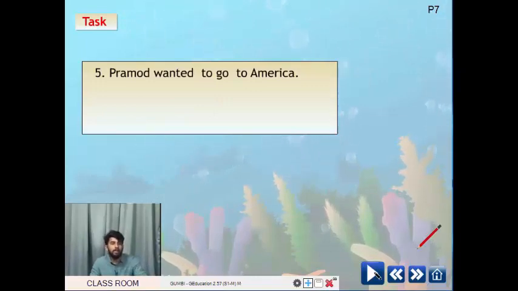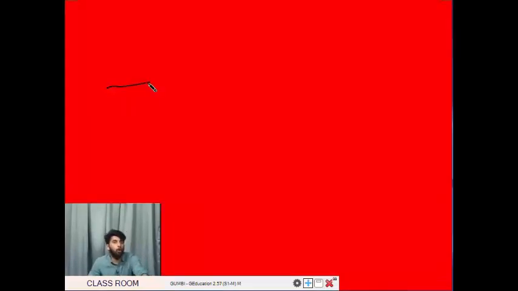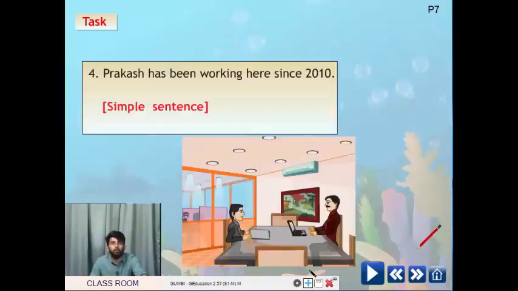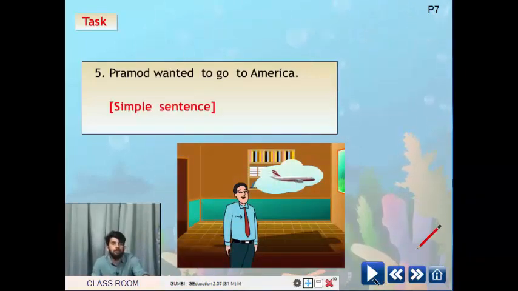With the next example, Pramod wanted to go to America. So which is the subject here? One subject, Pramod. Wanted to go. So how many predicates are there? There is only one predicate, so this is again a simple sentence. If a sentence has only one subject and one predicate, then we call it a simple sentence.